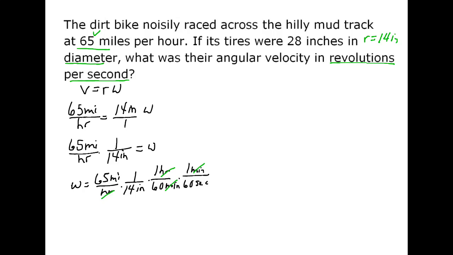I have miles and inches to get rid of. So 1 mile is 5,280 feet. Now my miles cancel. And I can get rid of the feet and inches at the same time. So 1 foot equals 12 inches. So the inches cancel and the feet cancel. So now I have no units left except the seconds in the denominator. What that means is I have radians per second.